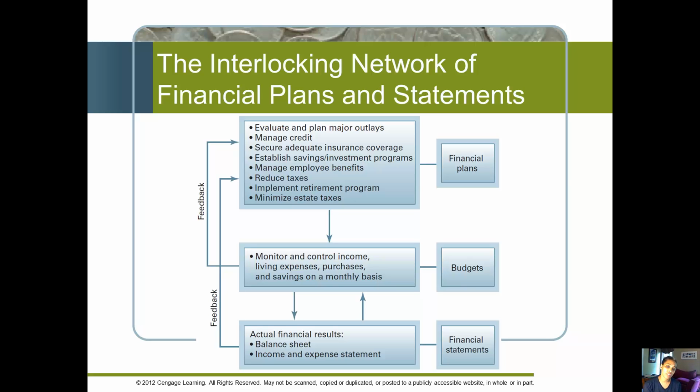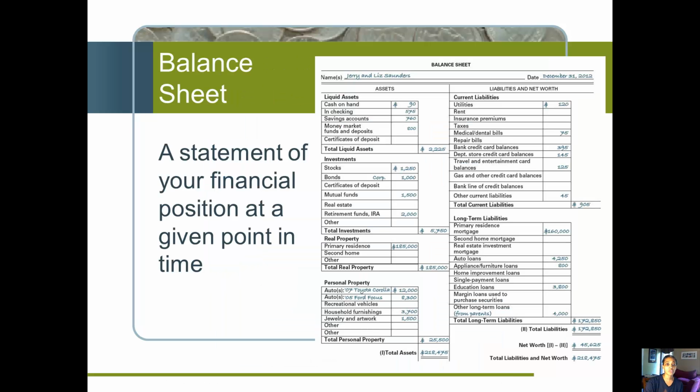And then in order to facilitate that process, we have to monitor and control our income, our living expenses, our purchases, and our savings on a monthly basis. And so we do that through the use of budgets. And then the way that we review and analyze our results is by generating balance sheets and income and expense statements. So here's an example of a statement of financial position, or a financial balance sheet, at a given point in time for a theoretical couple, Jerry and Liz.